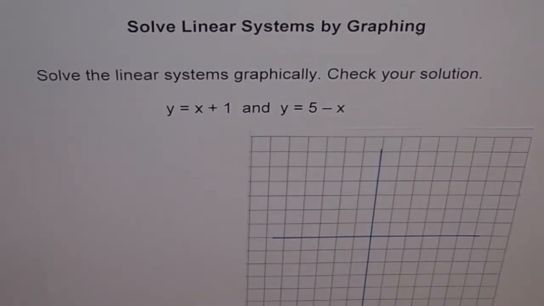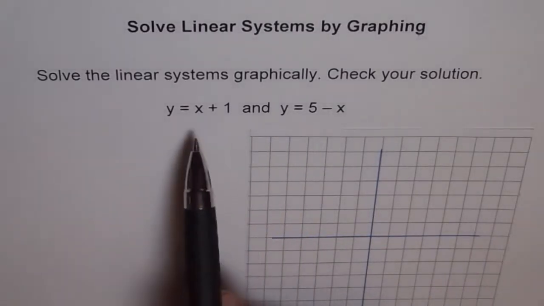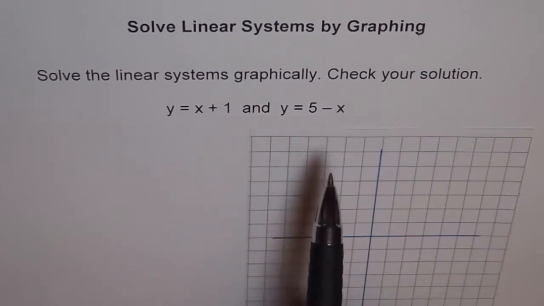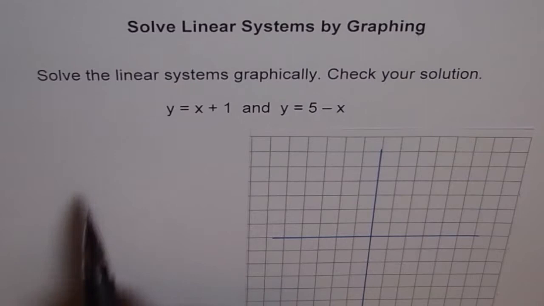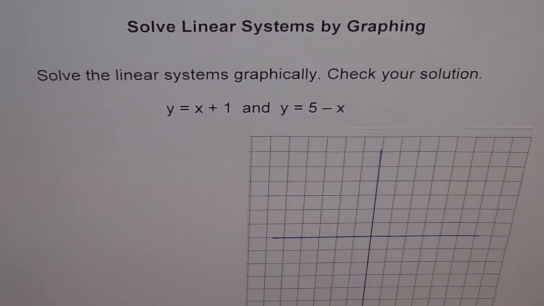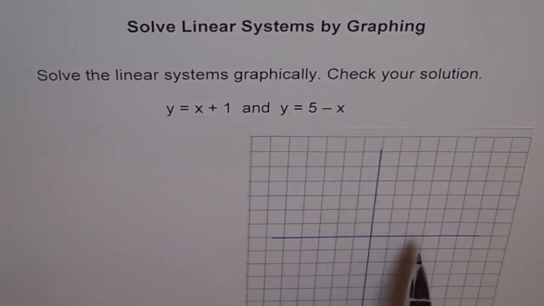As you know, we can solve linear systems graphically or algebraically, correct? So in graphically, we should just sketch the graph of these lines, and wherever they intersect, the point of intersection is the solution of the linear system, right? Now you can graph these lines by making a table of values, that's one way. Second, you can use slope and intercept to sketch the line.